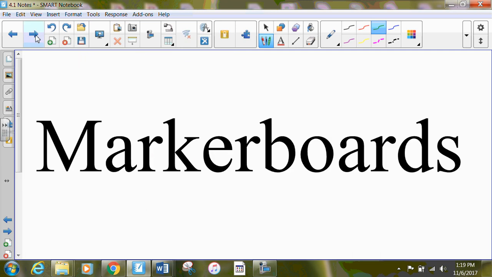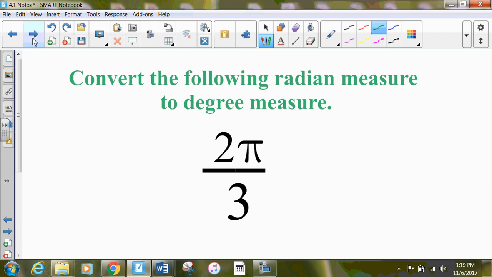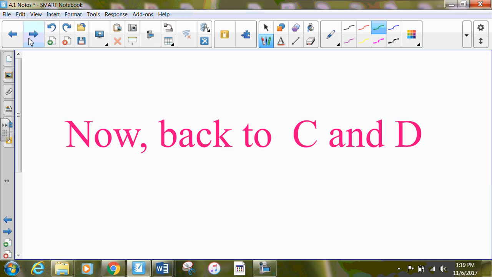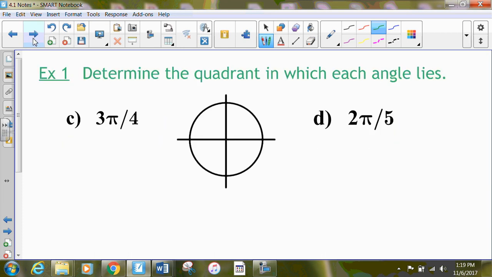Okay, we then had fun with marker boards, converting things. If you wanted to take the time to do that, you could. So now we're going to go back to example 1 on the front page, and we're going to go ahead and sketch and determine the quadrant in which each of these angles lie.